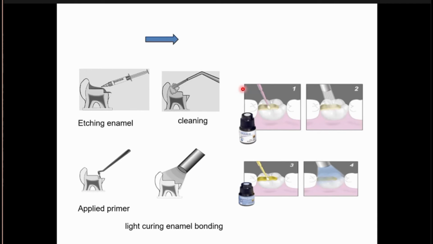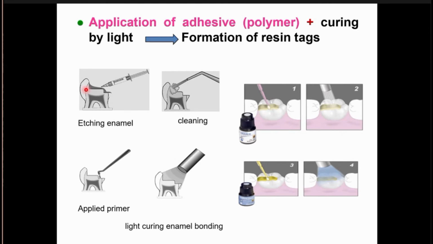So here it is shown schematically what we do in the acid etching technique. We apply acid etching gel, which is phosphoric acid, leave it for 20 to 40 seconds, and then we clean it, wash it with water and dry it with air. And then we apply a bonding agent or adhesive, and then we cure it with light. So now the surface is ready.